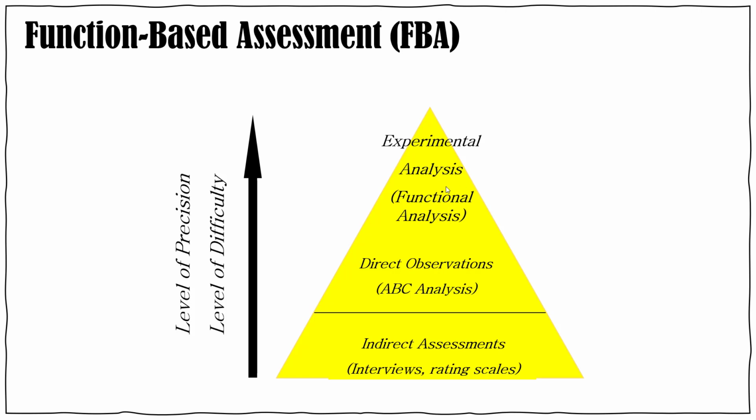So in this category, you're directly manipulating the environment and looking at the effects on the behavior. In these first two, you're not manipulating anything. So indirect, you're just doing interviews, rating scales. Direct, you're just observing. Because of that, you can only hypothesize or predict the function with these two. But this one up here, that highest level, you are able to determine cause and effect, or the function of the behavior, because you are actually manipulating the environment.